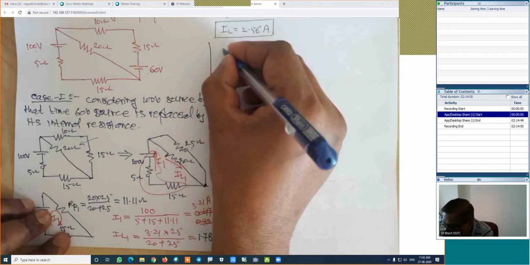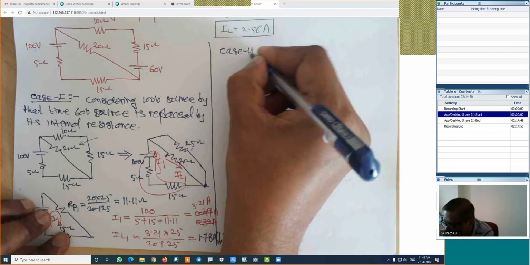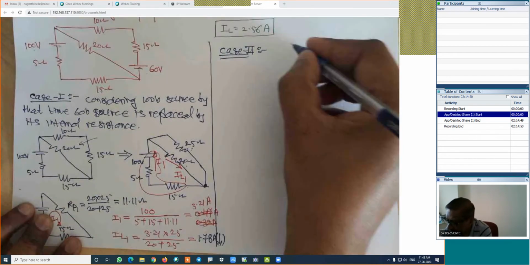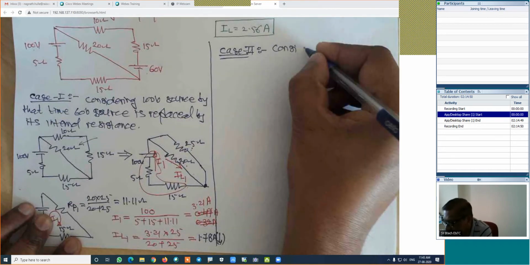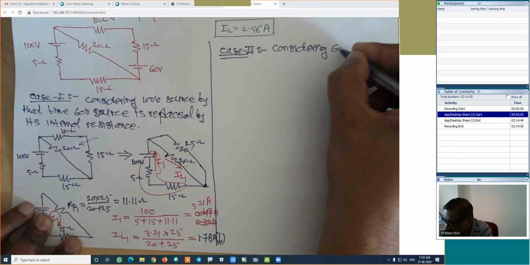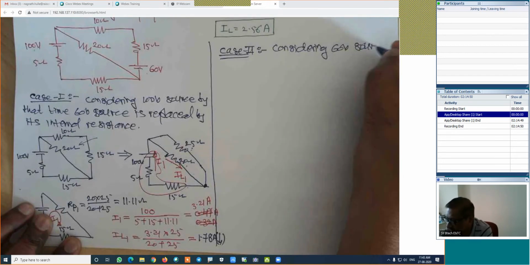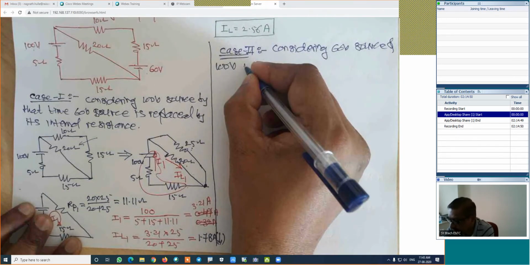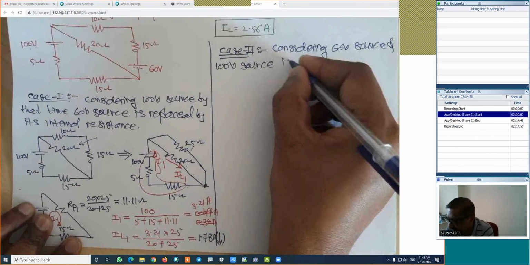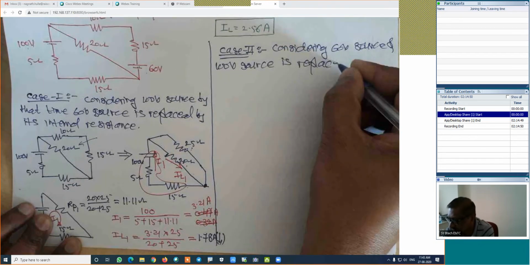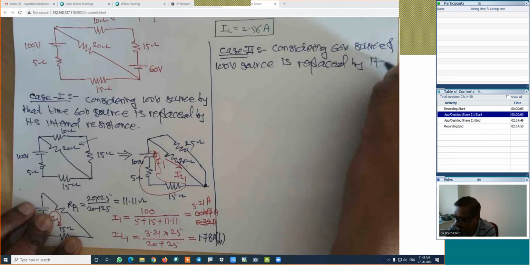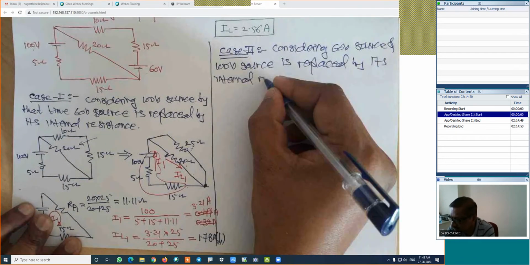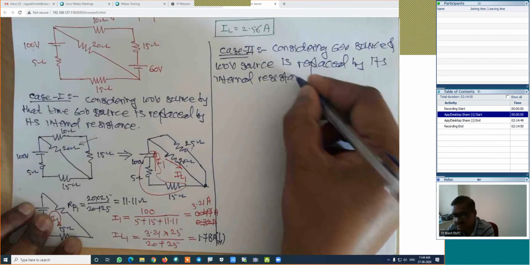Now I will write the case 2. In the second case, we will consider the 60 volt source. Considering the 60 volt source, and the 100 volt source is replaced by its internal resistance. Its internal resistance. Draw its figure.